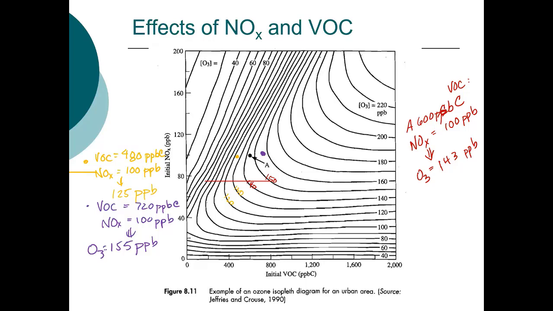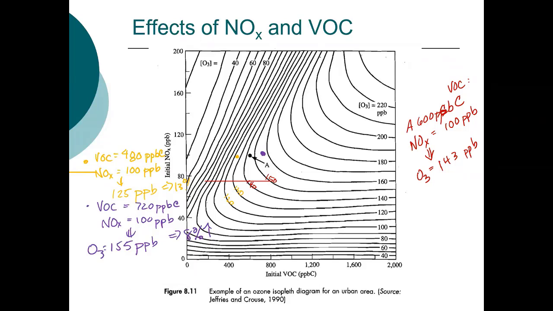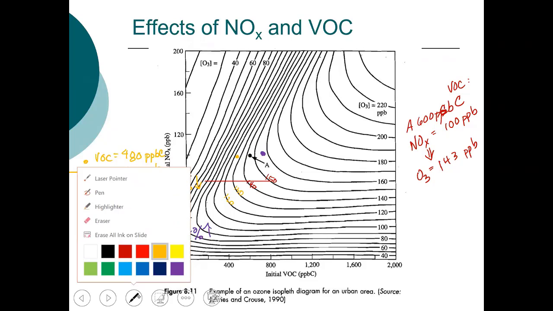So notice here, for this set of conditions, when we increase the VOC, we increase the ozone concentration. We actually get about an 8% increase in ozone concentration. Under this situation, switching colors again and going back to here, the decrease gave us about a 13% decrease in the ozone concentration.